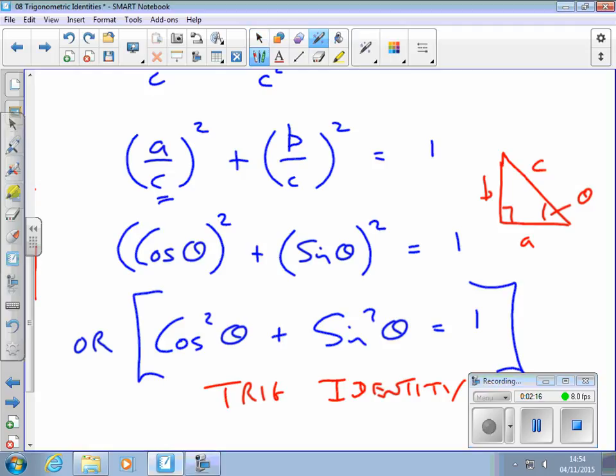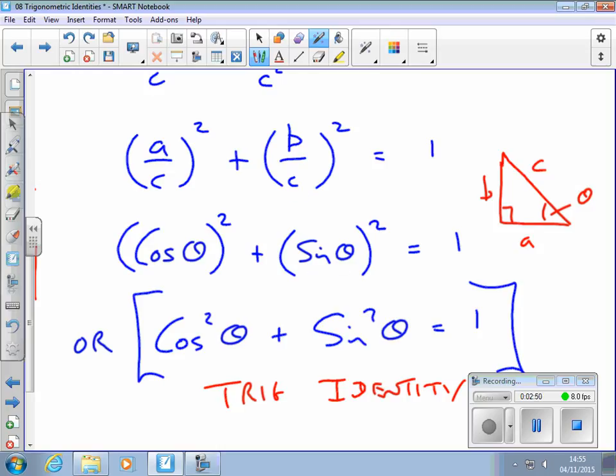Well, A over C, if that's the angle theta, A is the adjacent, C is the hypotenuse, adjacent over hypotenuse is cos theta. So instead of writing A over C, I can write cos theta. Similarly, B over C, for this triangle, B is the opposite, C is the hypotenuse, opposite over hypotenuse is sine. So instead of writing opposite over hypotenuse, or B over C, I can write sine theta. So I can say that the cos of theta all squared plus the sine of theta all squared equals 1.